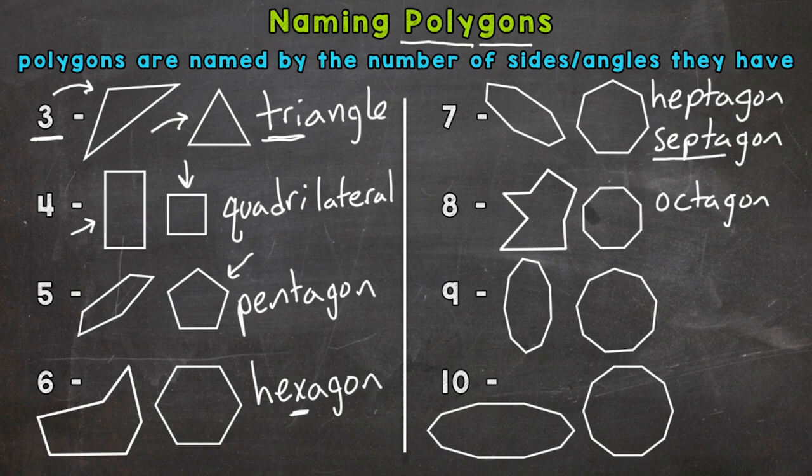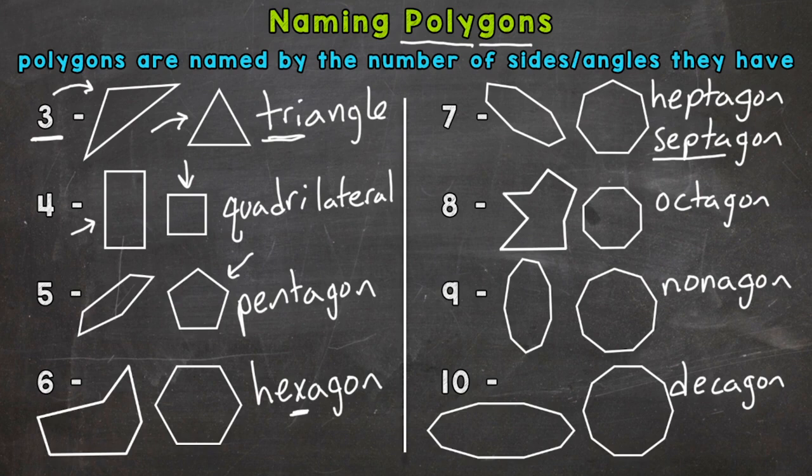Octa, that prefix, means 8. 9, nonagon, which kind of sounds like 9. And then lastly, 10 sides and angles, decagon. And you can remember this one because a decade has 10 years, and a decagon has 10 sides and angles. Deca means 10. Now, obviously, we can continue going on forever to an 11-sided polygon, 12, 13, 14, and so forth. But these are a little more common.